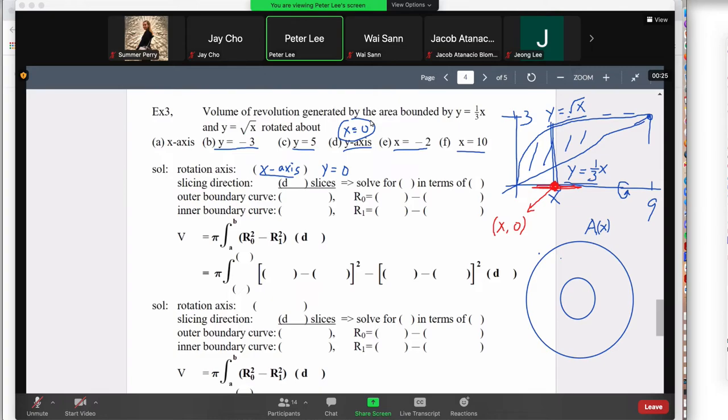Now, if you cut into dy slices, then of course the cross-section will be in terms of y. So A of y and then times dy. Once again, the slicing direction is very important here. So you have to make sure that you get everything accurate. This section has a lot of details. You have to get every detail perfect.